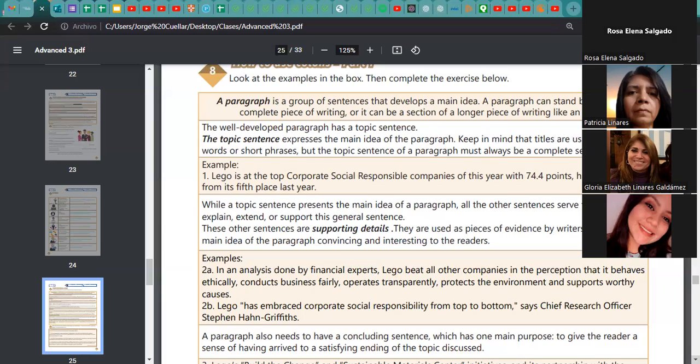The well-developed paragraph has a topic sentence. The topic sentence expresses the main idea of the paragraph, keeping in mind the titles are usually single words or short phrases. But the topic sentence of a paragraph must always be a complete sentence. Example, number one, Lego is at the top of corporate socially responsible companies this year, with 74.4 points, having jumped from its 5th place last year.